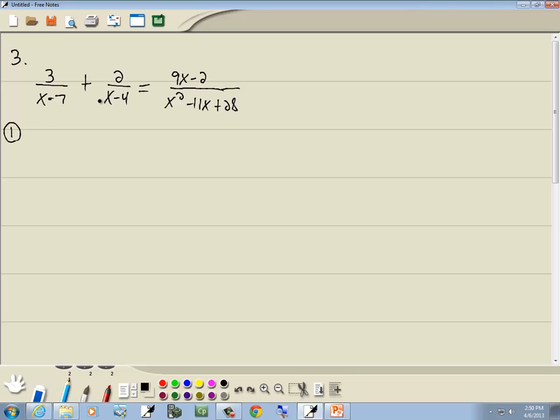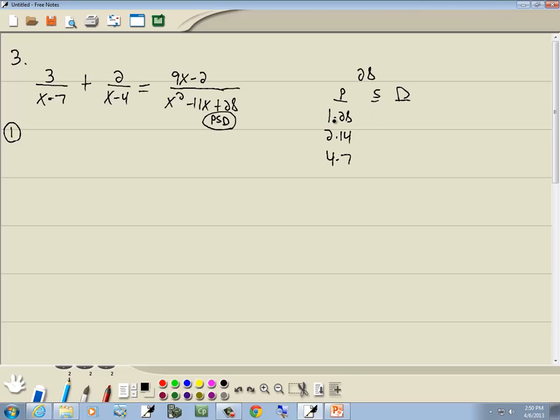X minus 7 we can't do anything with, x minus 4 we can't do anything with, but the x squared minus 11x plus 28 is the PSD method. Because it's x squared, no number in front of the x squared. PSD, we'll take the number at the end, 28, and we'll come up with our 3 columns. P column, we write all products give us 28. We got 1 times 28, 2 times 14, 3, no, 4 times 7.